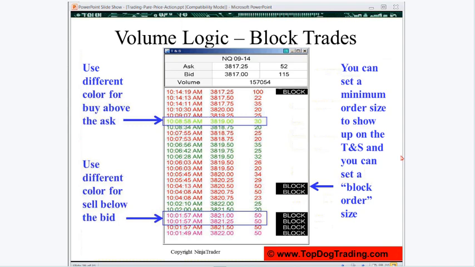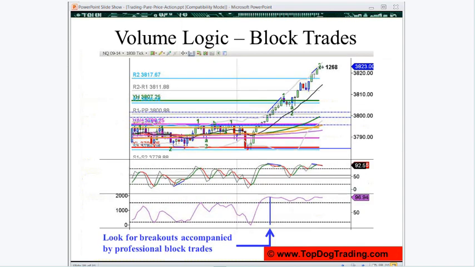Let's see. I think we got one more. Oh, yeah, here we go. Okay, so this is it. So now I'm going to show you an example of where using the block trade indicator can help you on the chart. Again, you don't need this. You can just glance over at your time and sales window, but if your charting platform allows you to do this, I just think it brings more clarity. I'm a big stickler for clarity.